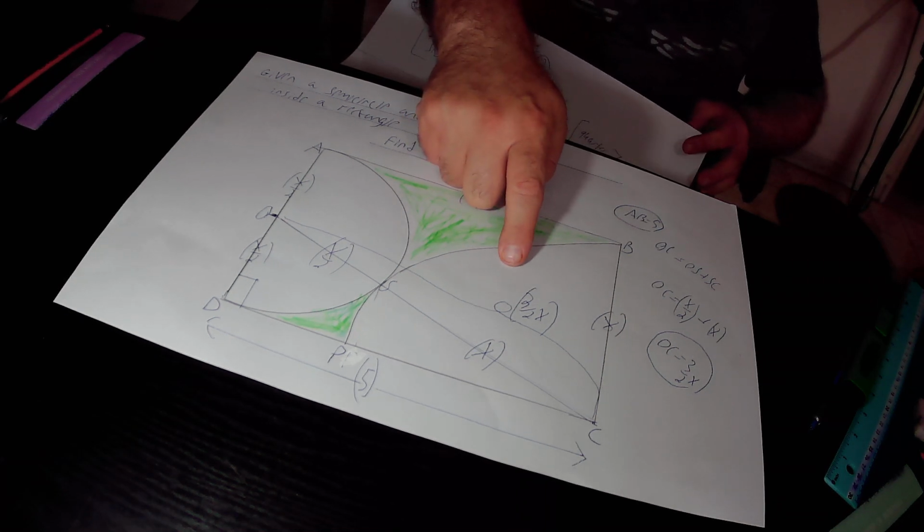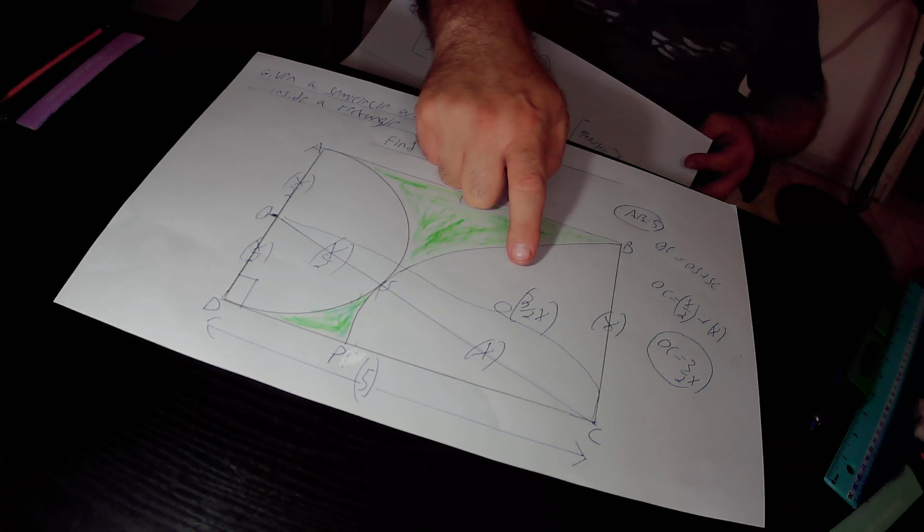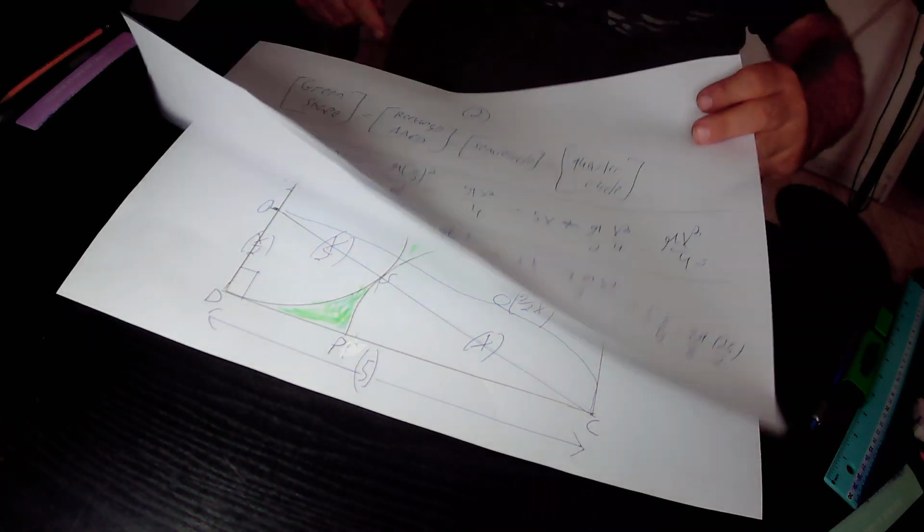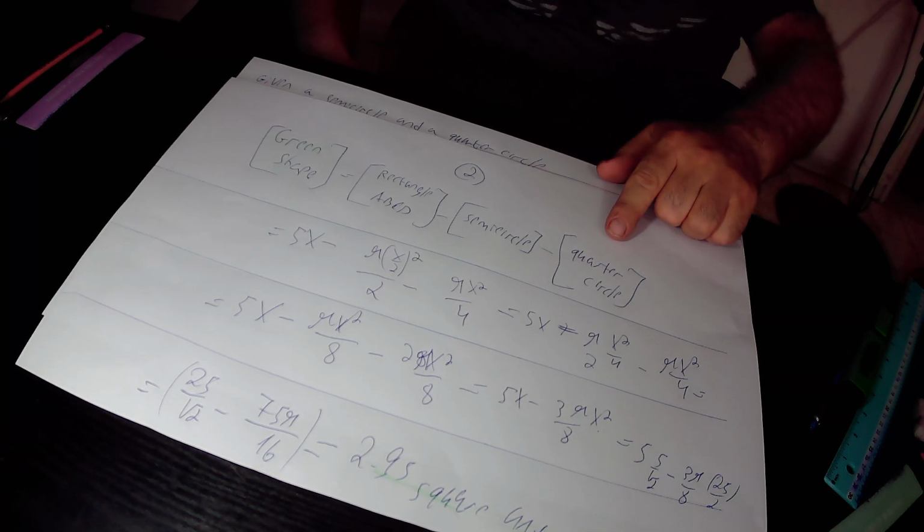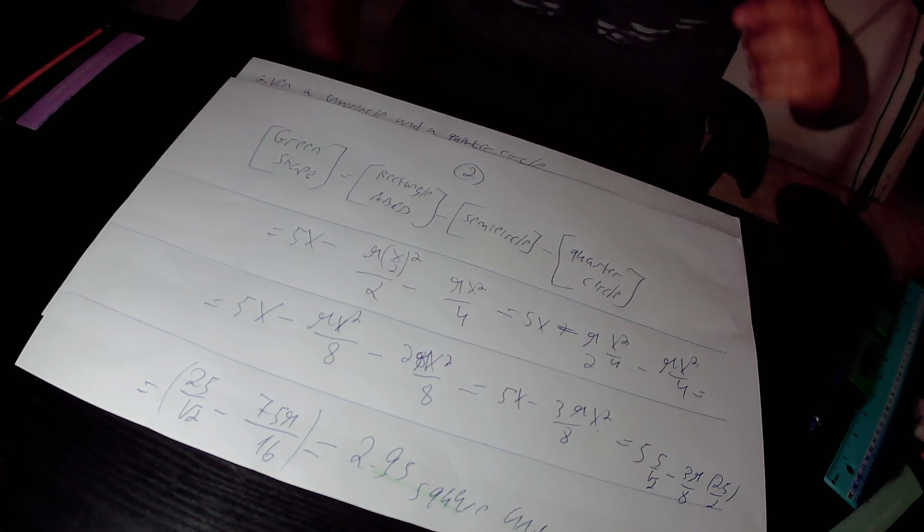The area of the quarter circle equals the area of the circle over 4. The radius of this circle is x, therefore the area of the circle is pi x squared. And the area of the quarter circle will be equal to pi x squared over 4.